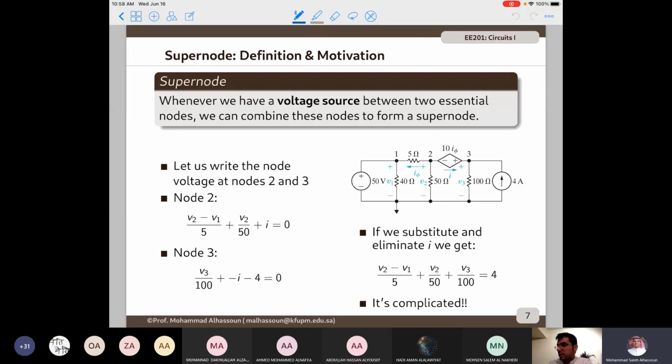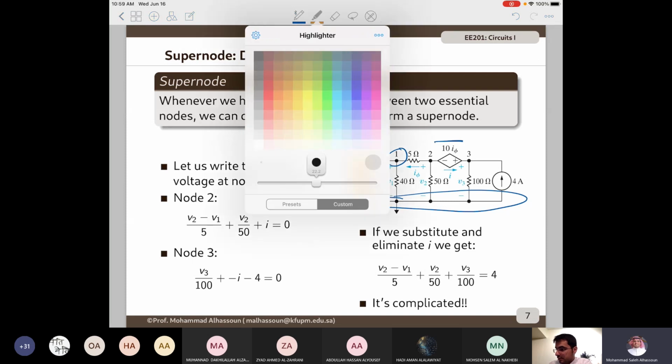Now let's continue talking about the second special case. Let's discuss what happens also in some cases. If you see here, we have a situation where we have a voltage source between two essential nodes. So this one is an essential node. If we set the reference node, this one is also an essential node. The fact that we have a voltage source between two essential nodes actually simplifies the calculations here. But here we have more than one. So we have another voltage source, let me use a different color here, between two essential nodes.